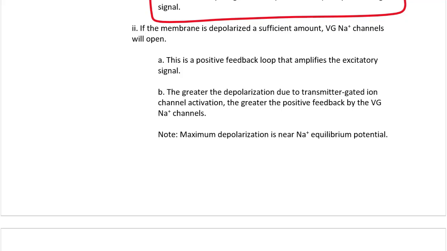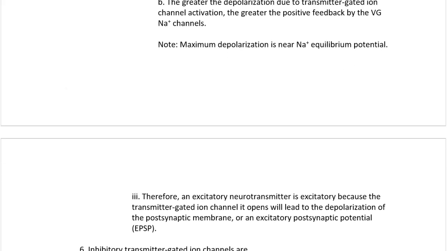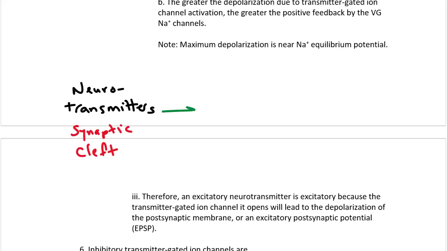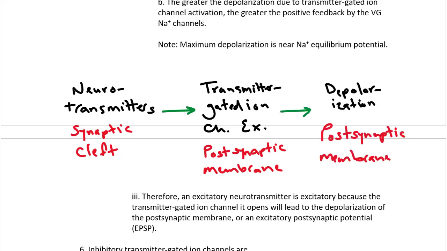So what do we have here? We're going to just draw it out, or write it out. We have neurotransmitters, and these are going to be in the synaptic cleft, which then go on to activate transmitter-gated ion channels. And these are excitatory in this case, so we'll just put an EX here for excitatory. And these are on the postsynaptic membrane. This leads to depolarization of the postsynaptic membrane, which leads to the activation of voltage-gated sodium channels, which has a positive feedback loop on more depolarization.